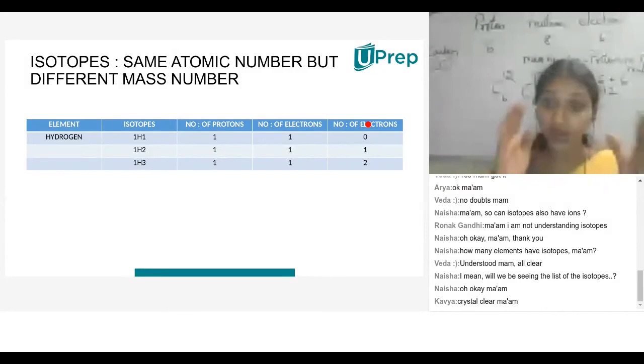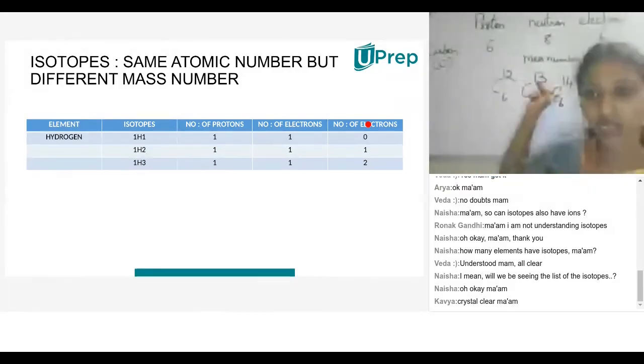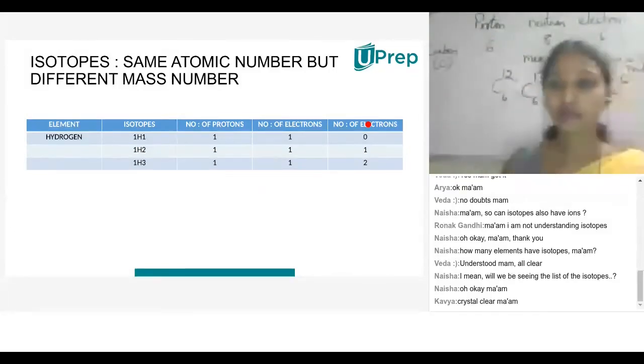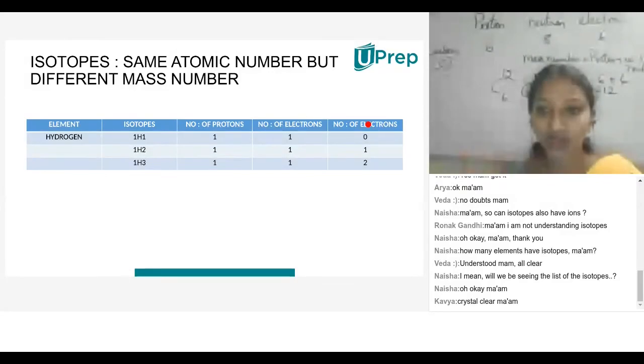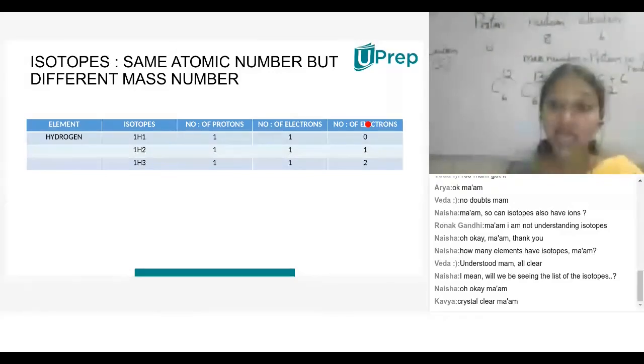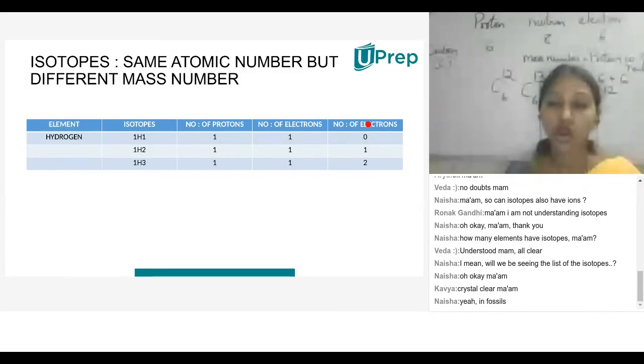They have their own properties, like carbon 13 and carbon 14, C6 14. Carbon 14 is used for carbon dating, to check the age of plants, because it acts like a radioactive element. Actually, radioactive elements are very costly and very dangerous. Yes, Naisha, in fossils we can check by using C14, and in forensic reports we can check the age of the person.